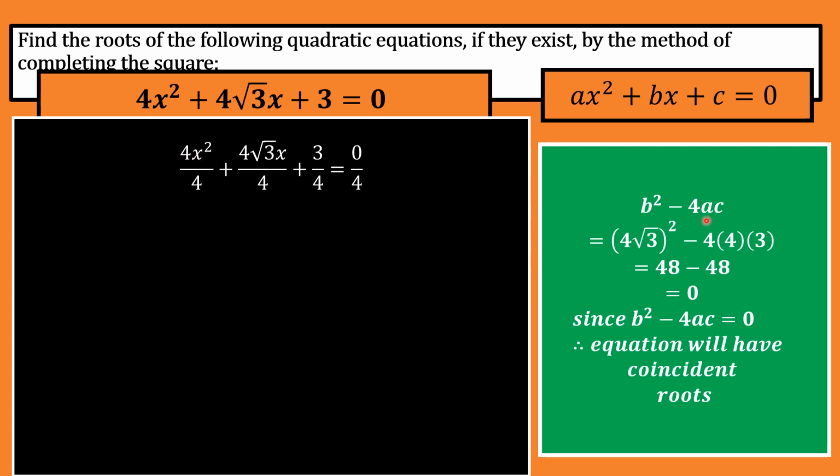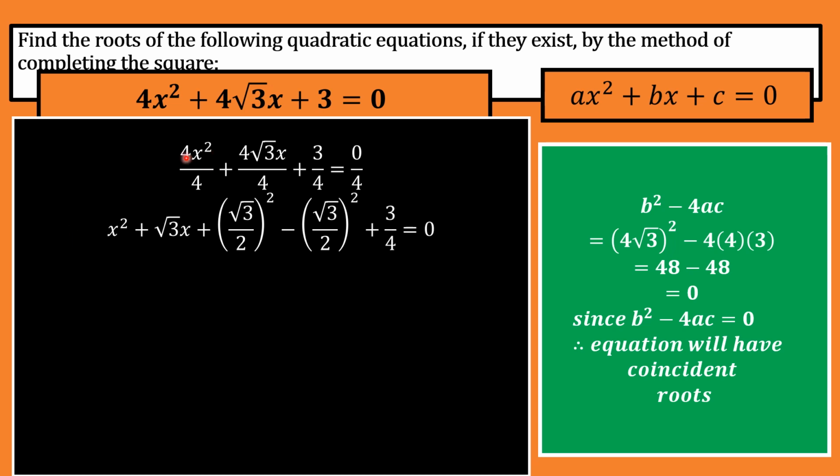Whatever we get, the first two terms will be written as they are. Here, see, 4 cancels out by 4, we are left with x square. Here, 4 cancels, under root 3 x. So the first two terms are as they are. Then we will half the coefficient of x. In this case, it is under root 3. Half of under root 3 is under root 3 upon 2. Half the coefficient of x, square it, add it and subtract it.